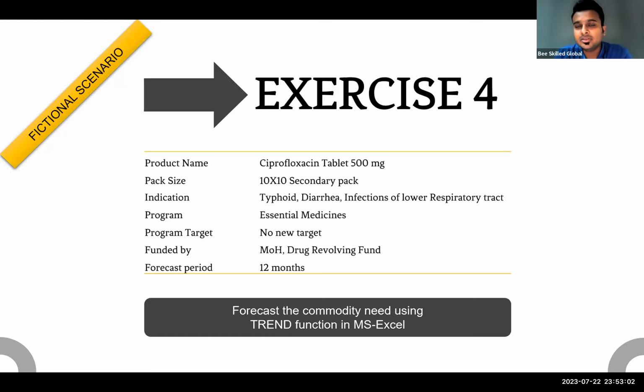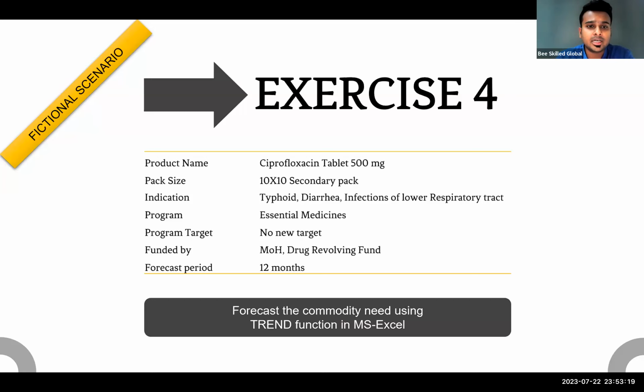In the second exercise, since we did not have consumption data, we used, just like Gil mentioned, services data and also a bit of demographic data, that is, how many reproductive age women are there in the district. So that is the demographic data.